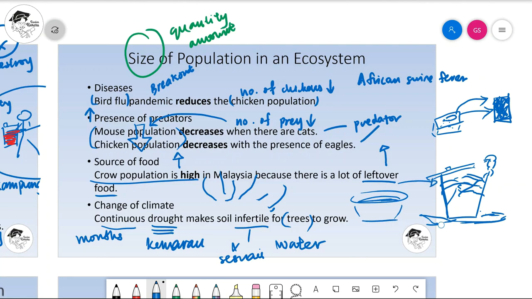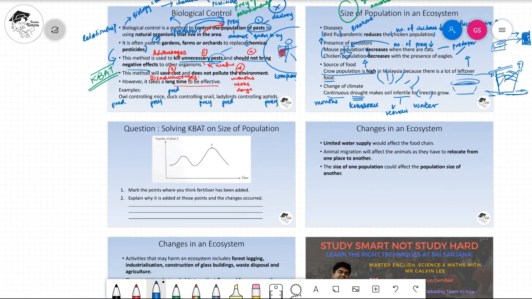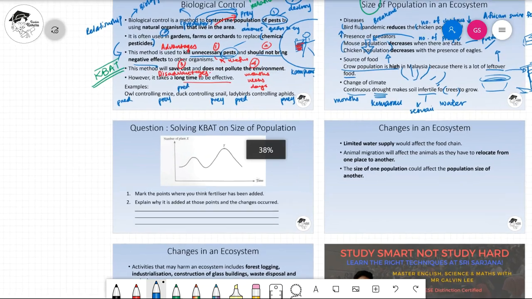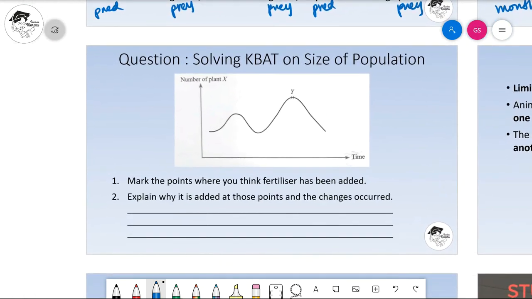We call them factors that affect the size of the population. Now, once we're done with that, let's go to this kebab question. If you look at this question, they are asking you to mark the points where you think the fertilizer has been added. When you add fertilizer, the effect is the number of plants is going to increase. Of course, that's the whole point of why you want to put fertilizer, to have more of your plants.